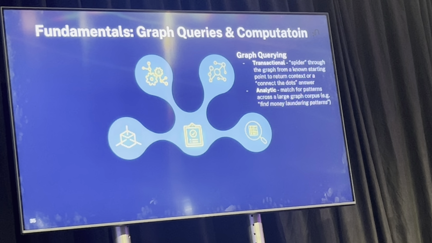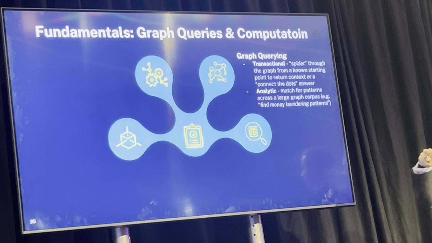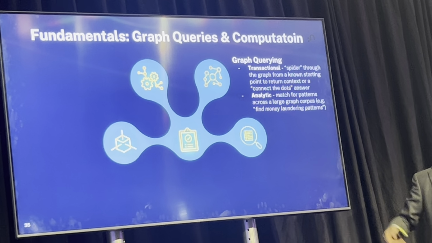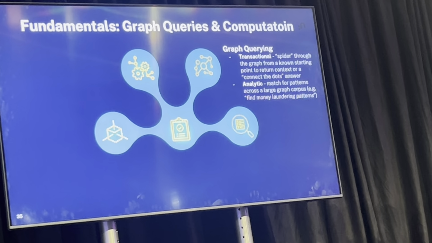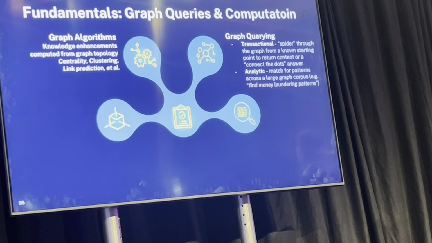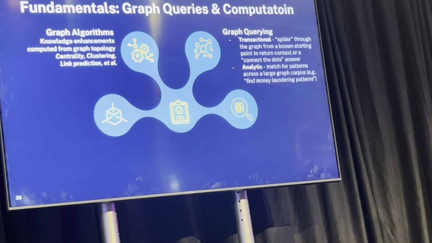Or I can say, I know that this pattern represents money laundering. If I have this connected to this, connected to this, let's go through the entire graph and search for those. So that's transactional and analytic. This is the equivalent of OLTP and OLAP in the SQL world. The next one is graph algorithms, so these unsupervised machine learning that I talked about, clustering, centrality.